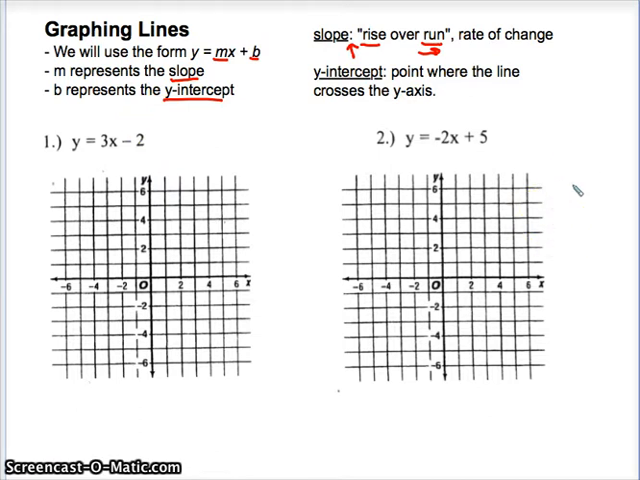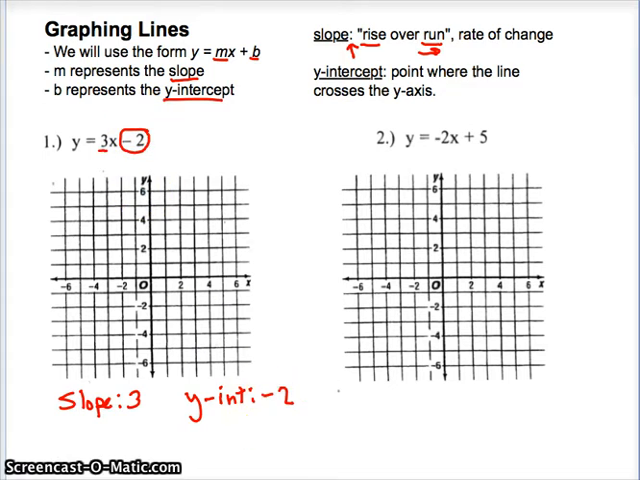So, how does that translate to getting a line on this graph? Well, let's look at example number 1. First, let's pick out the slope and the y-intercept. The slope will always be the number with the variable x. So, in this situation, that's 3. The y-intercept is always the value that's by itself, or the constant. In this situation, that's -2, and we can't forget about that minus sign out in front. So our y-intercept in this situation is -2.